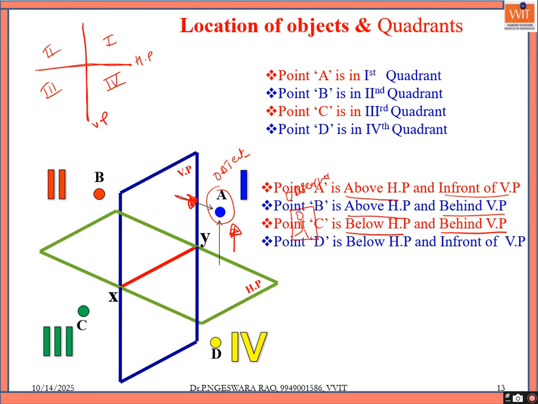Above HP, in front of VP: first quadrant. Above HP, behind VP: second quadrant. Below HP, behind VP: third quadrant. And finally, below HP, in front of VP: fourth quadrant. Okay, now we are familiar with how to identify the quadrant of the object. Now let us go to how to draw the images in the front view and top view of the respective object.